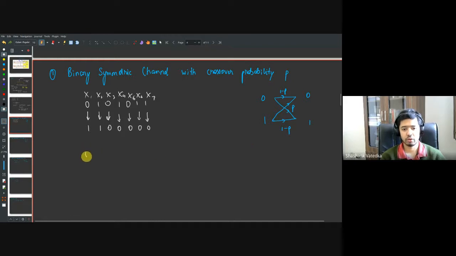If I give a long enough sequence, then what we can expect is that since each bit is flipped with probability p, roughly p of the bits are going to be flipped, and roughly 1 minus p of the bits are going to remain the same as in the input sequence. So this is the simplest channel. It is also called the binary symmetric channel, sometimes abbreviated as BSC, and it is specified by this parameter, the crossover probability, which is p.